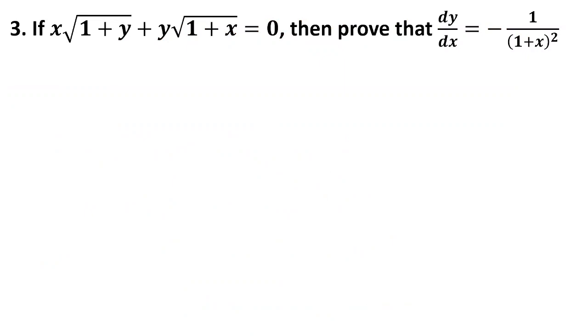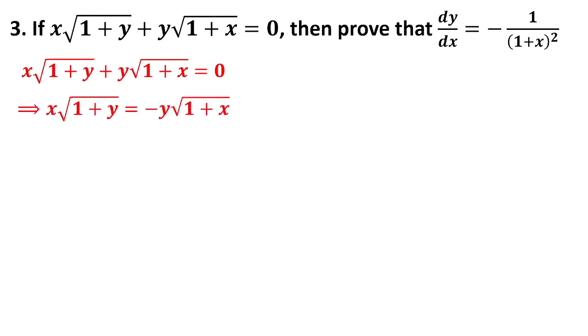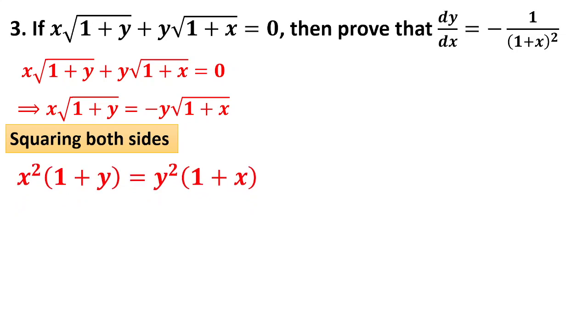Prove that dy by dx is so and so. This problem is a little bit interesting. You should not start directly. Let us see what you have to do. Some technique is there. I have written x into root 1 plus y is equal to minus y into root 1 plus x. I want to avoid the square root first, squaring both sides. I have avoided the square root now.